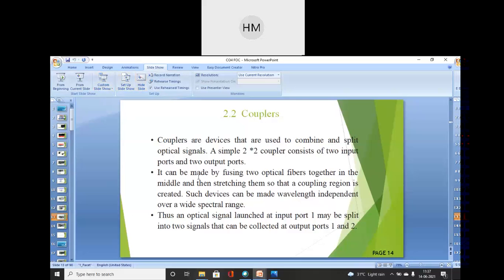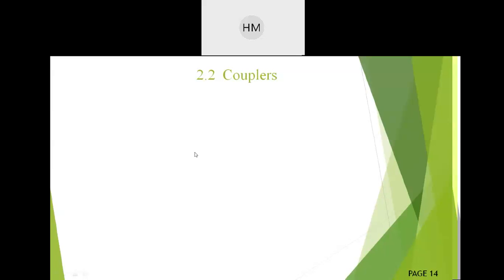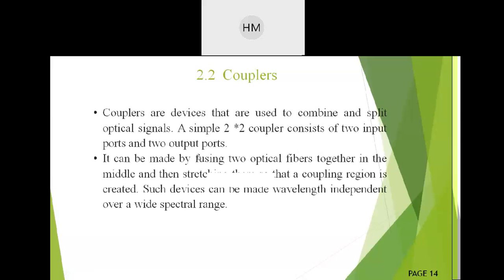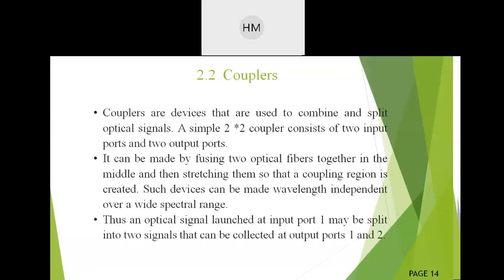Thus, an optical signal launched at input port 1 may be split into two signals that can be collected at output ports 1 and 2. So what we are doing, we are fusing 2-3 coupling wires, optical fibers. A stretched region is formed that is known as coupling region, where coupling of two light signals will take place. ठीक है, दो सिग्नल कपल होंगे, then third output will be generated, or we can split the signal. ठीक है, so this is a major role of your couplers.